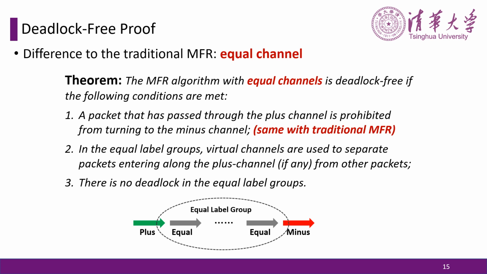According to condition 2, a packet entering the group along the plus channel will go to another virtual subnetwork, and according to condition 1, packets in this virtual subnetwork cannot turn to the minus channel as they leave. Therefore, the channel dependency circle cannot exist. That is, the minus-first routing algorithm with the equal channel is deadlock free.